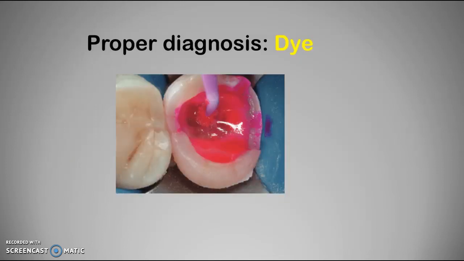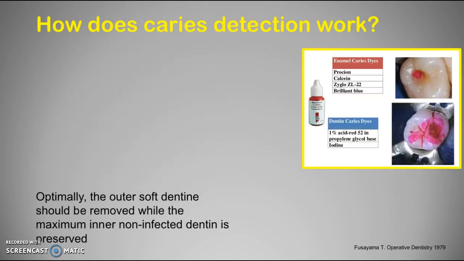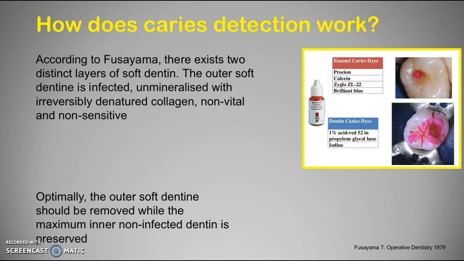Okay, what about using caries detection dyes to diagnose non-cavitated lesions? How does caries detection work? According to Fusuyama, there exist two distinct layers of soft dentine. The outer soft dentine is infected, unmineralized, with irreversibly denatured collagen, non-vital and non-sensitive. The inner soft dentine is uninfected, remineralizable, with reversibly denatured collagen. Optimally, the outer soft dentine should be removed while the maximum inner non-infected dentine is preserved.